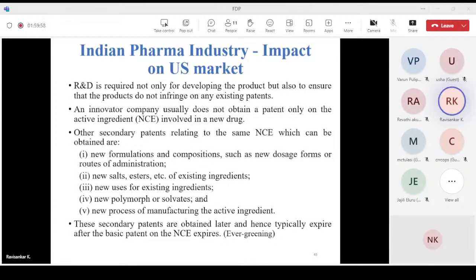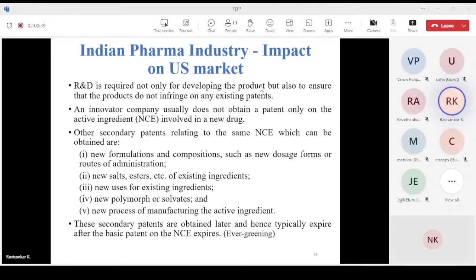So, for developing a product, we need R&D. R&D is required not only for developing the product, but also to ensure that the products do not infringe on any existing patents. Coca-Cola is never patented, but it's only maintained in three aspects, which is an industrial design, but they will file several secondary patents like new formulations, new compositions, new route of administration, new salts, new uses of already existing drugs, new polymorphs, and new process for manufacturing the drug. So these secondary patents are obtained later, and hence these expire after the basic patent.